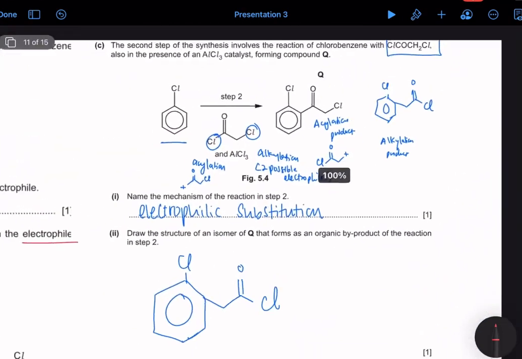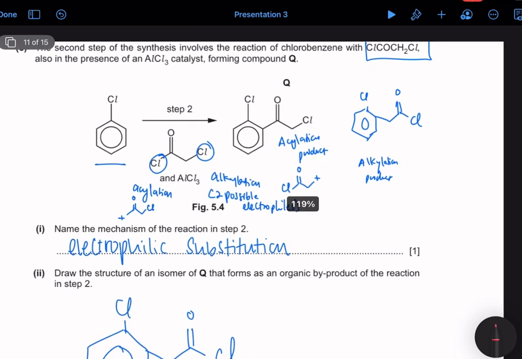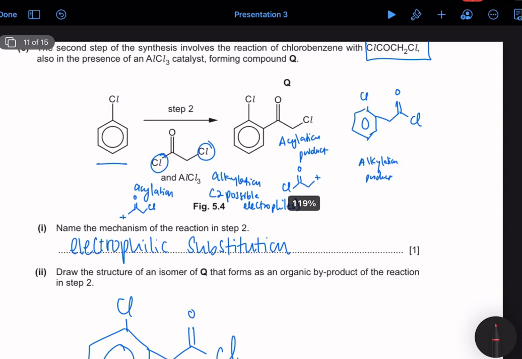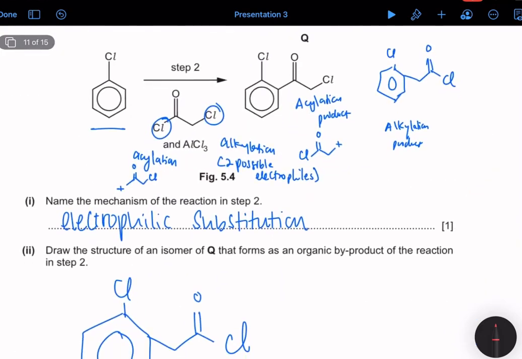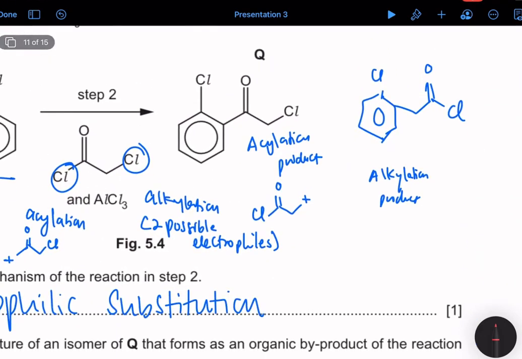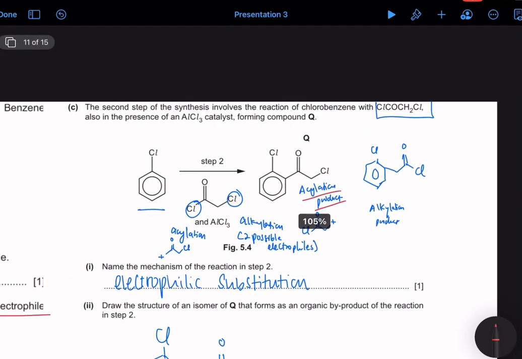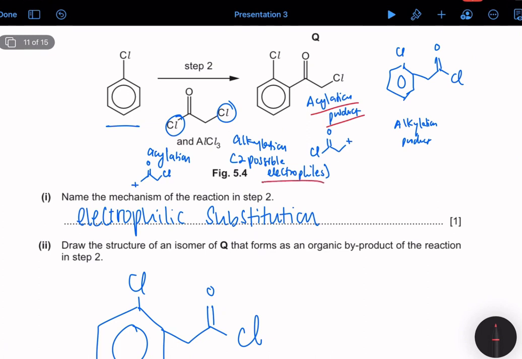Alright, for question CI. The second step of the synthesis involves the reaction of chlorobenzene with ClCOCH2Cl, also in the presence of an AlCl3 catalyst, forming compound Q. So what exactly is compound Q? Compound Q is your acylation product. So alright, once you add it with ClCOCH2Cl, there's 2 possible electrophiles, right? You either get your acylation product or your alkylation product.